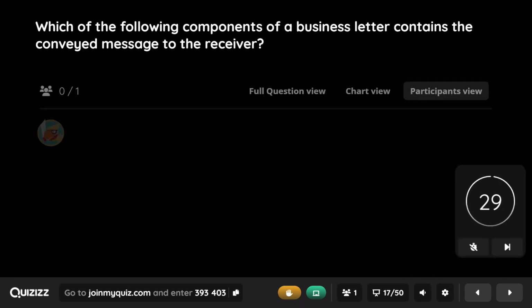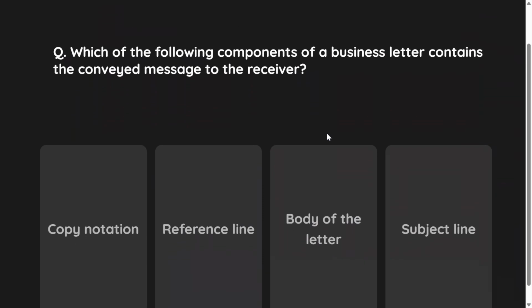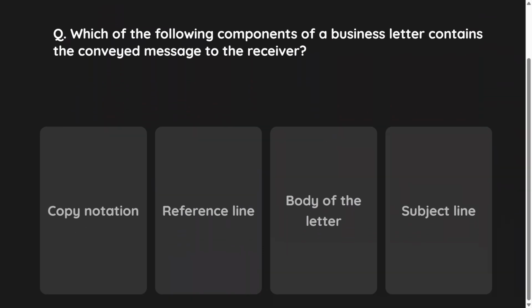All right, which of the following components of a business letter contain the conveyed message to the receiver? Is it copy notation, reference line, body of the letter, or is it the subject line? Which of the following components of a business letter contain the conveyed message to the receiver? Copy notation, reference line, the body of the letter, or the subject line?